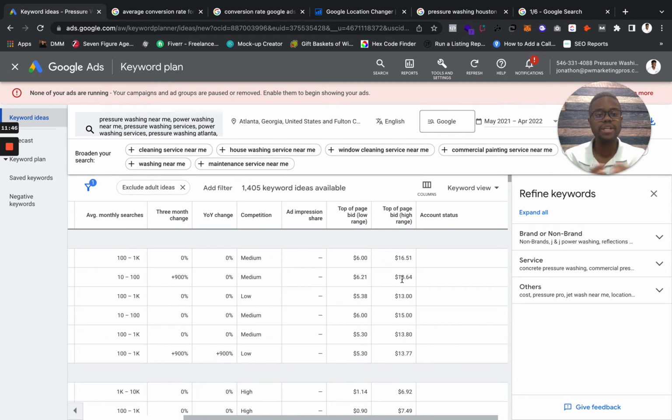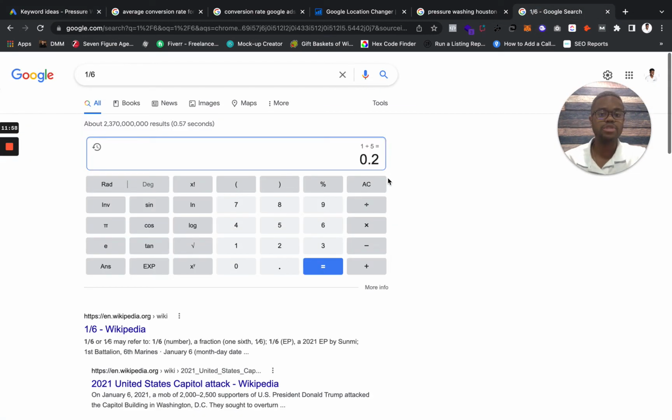So if we want to bid enough to where we can at least get one lead every single day, what I do is I multiply the average of these keywords, which I'm saying is $15, by 5, right? So I go 15 times 5, and that gives us 75.